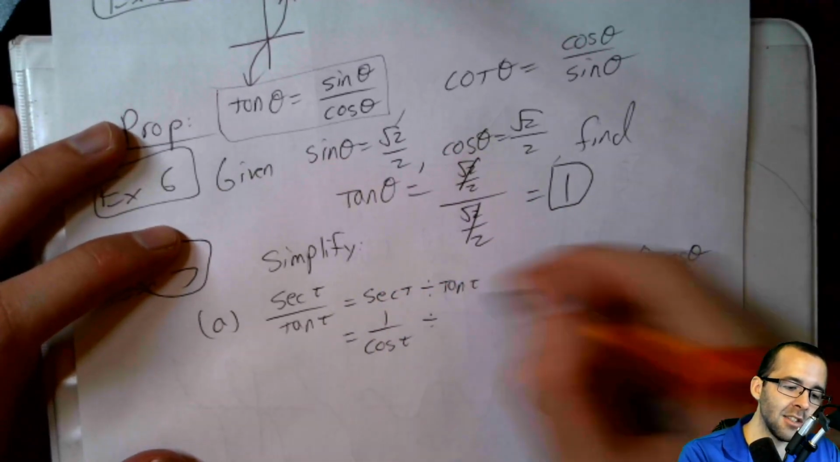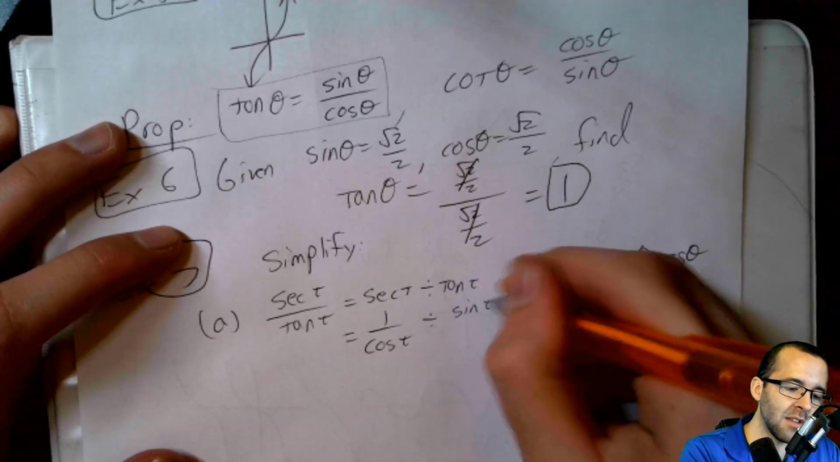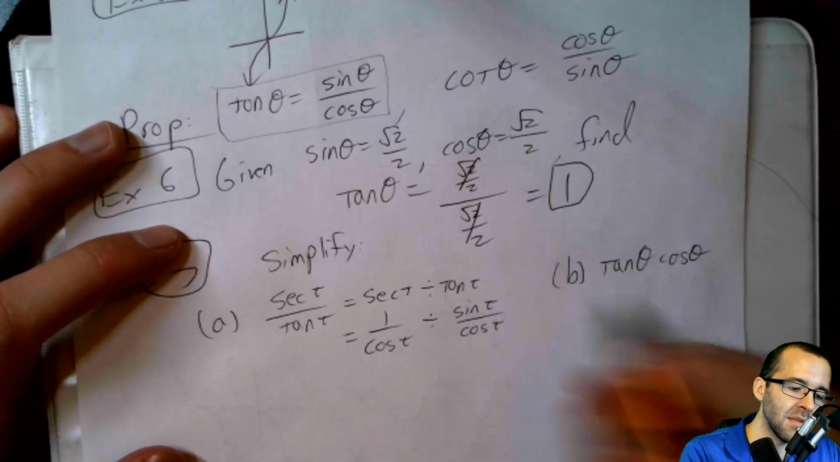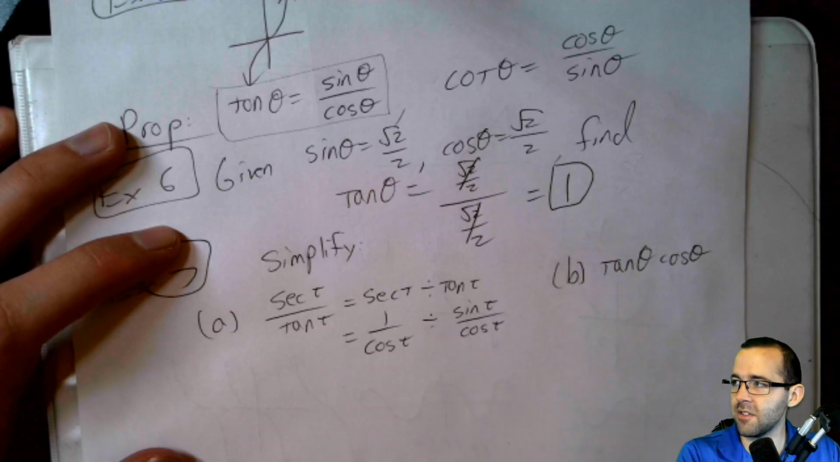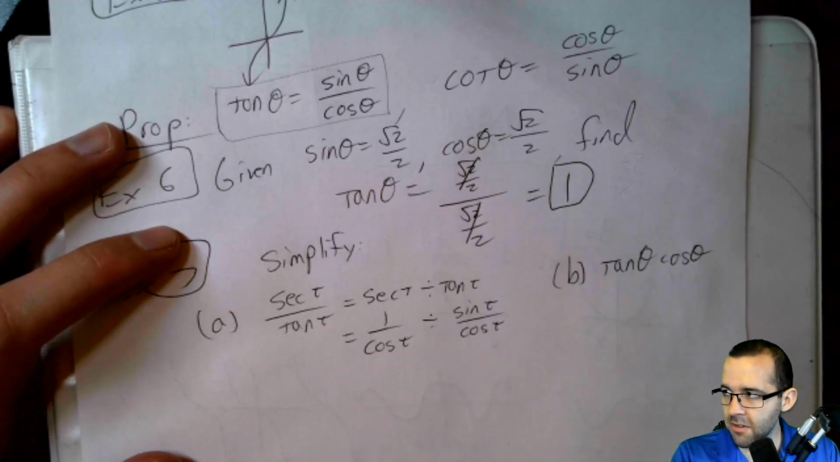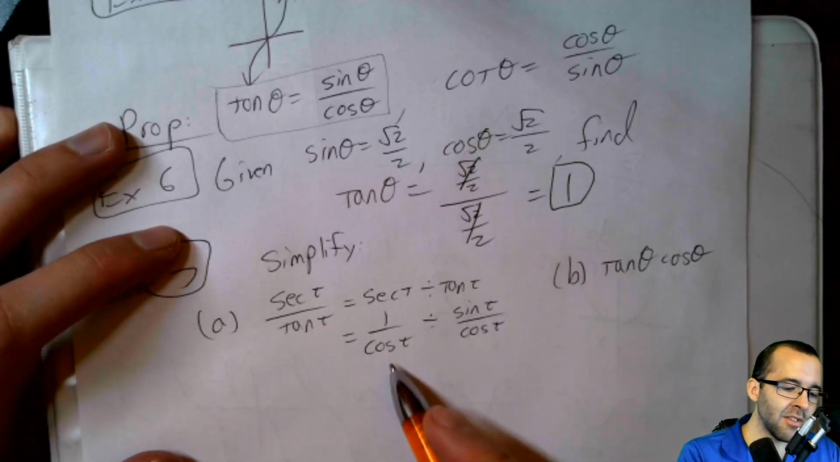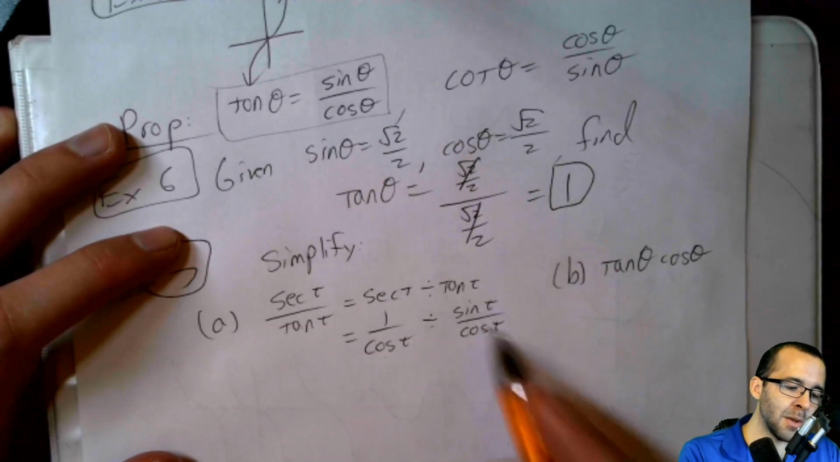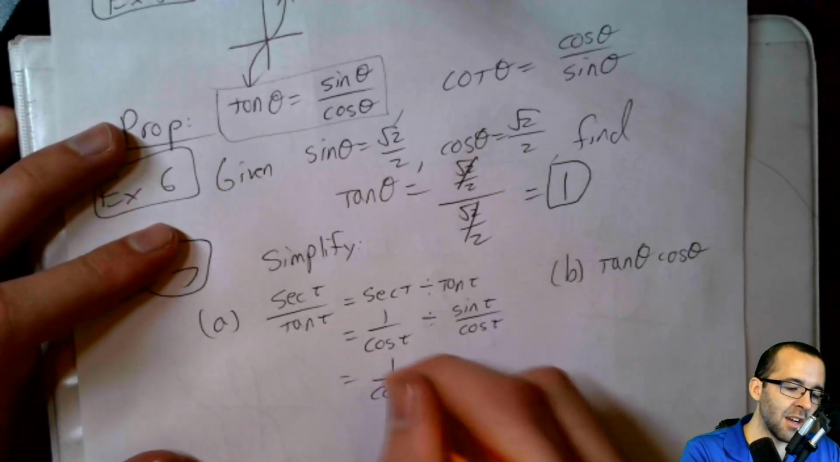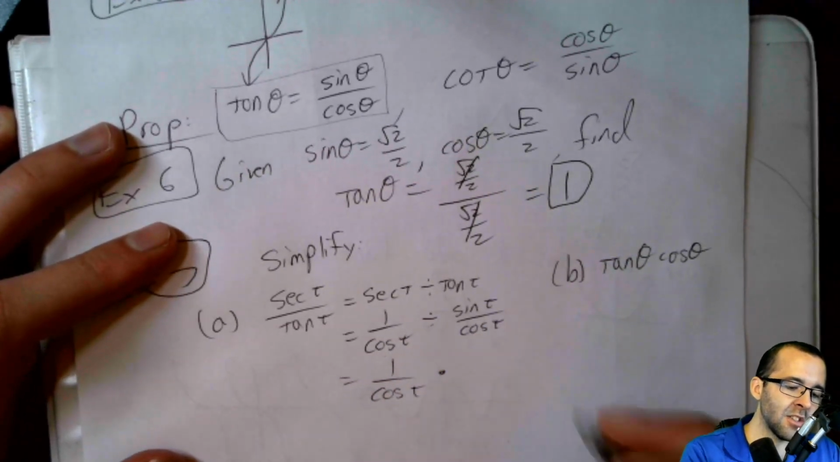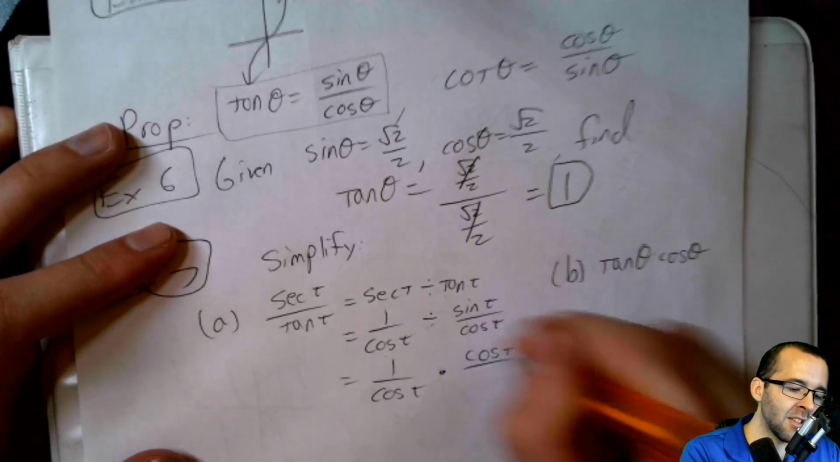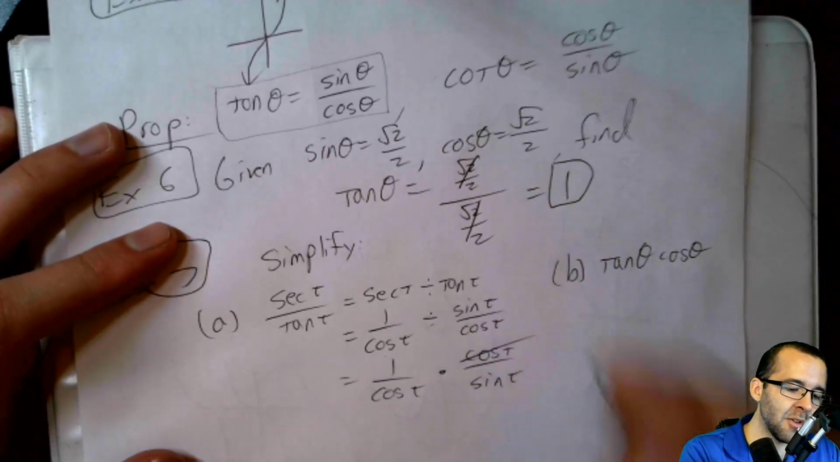Divided by tangent, which is sine over cosine. And now we have to use the division. So, you know, dividing fractions. You may have heard of the phrase keep it, change it, flip it. That means keep the first fraction together, change the division to multiplication, and flip the second fraction. And here we are, beautiful.